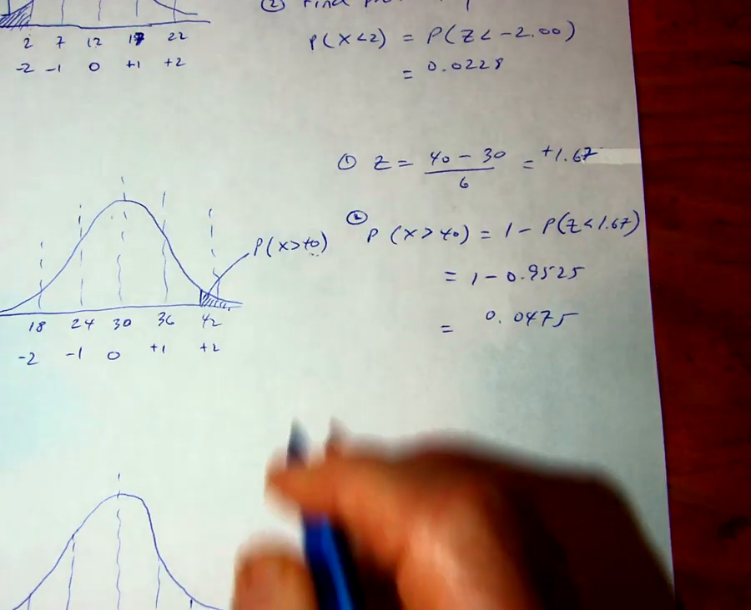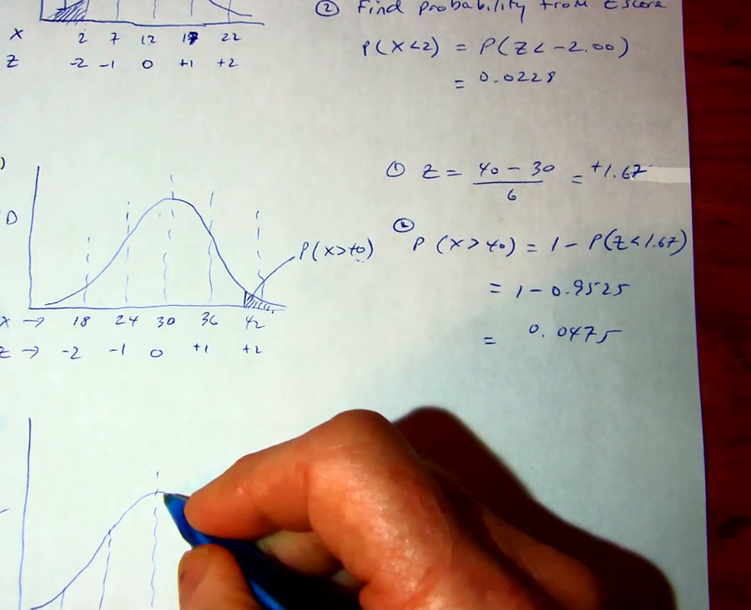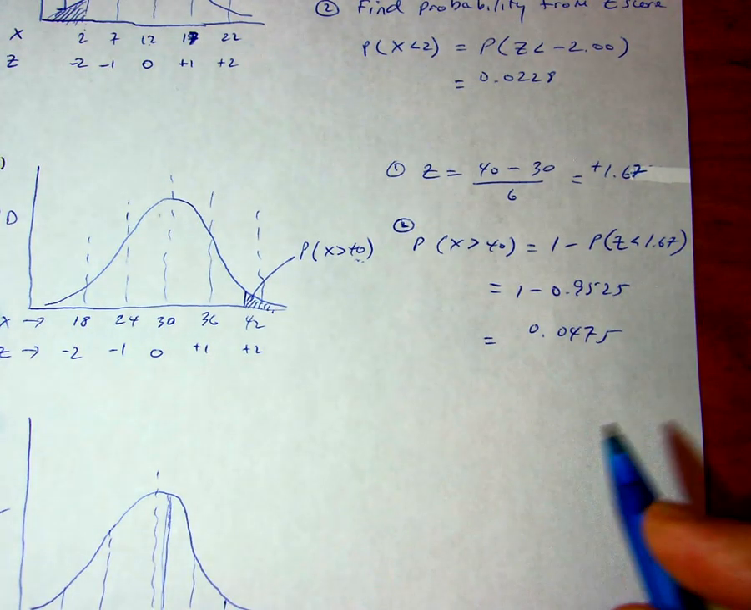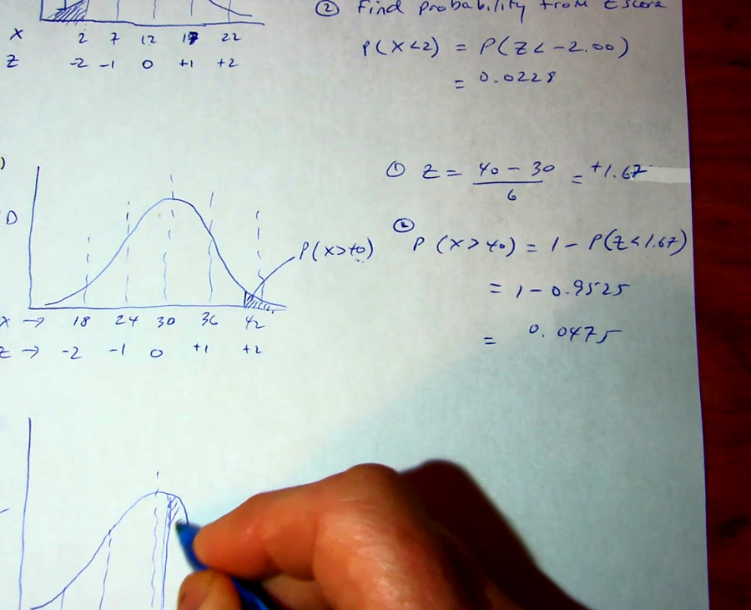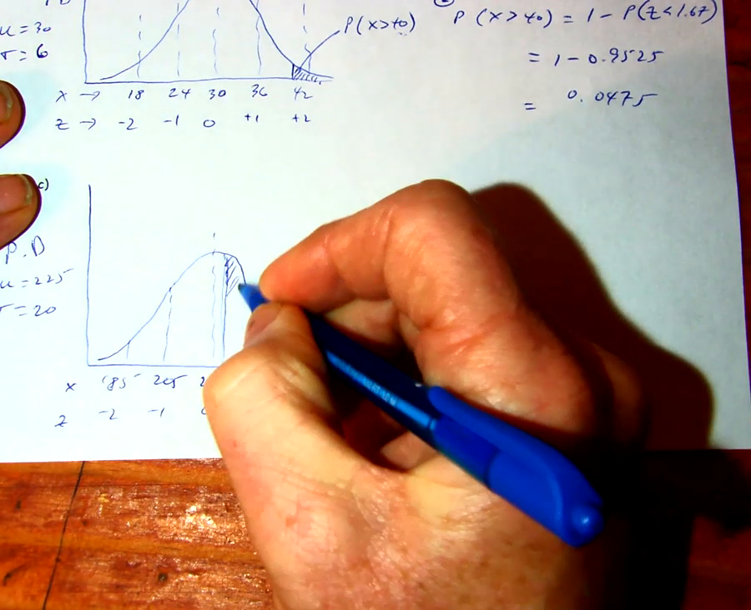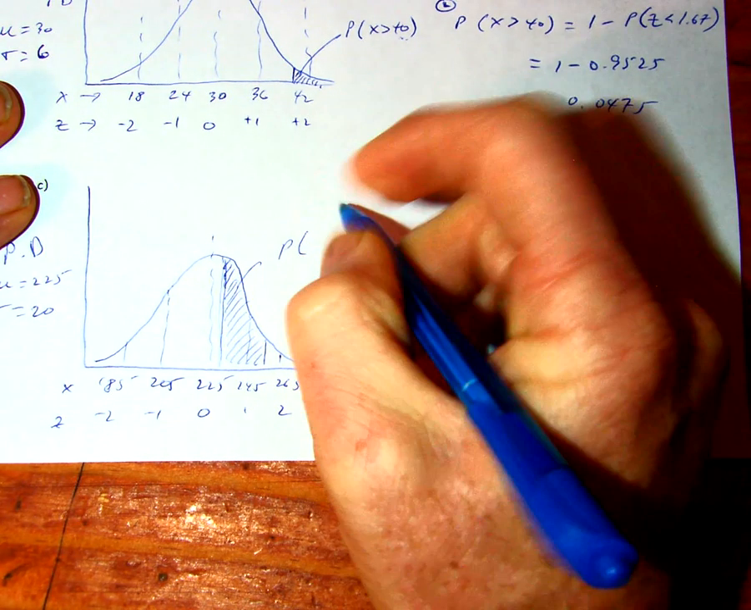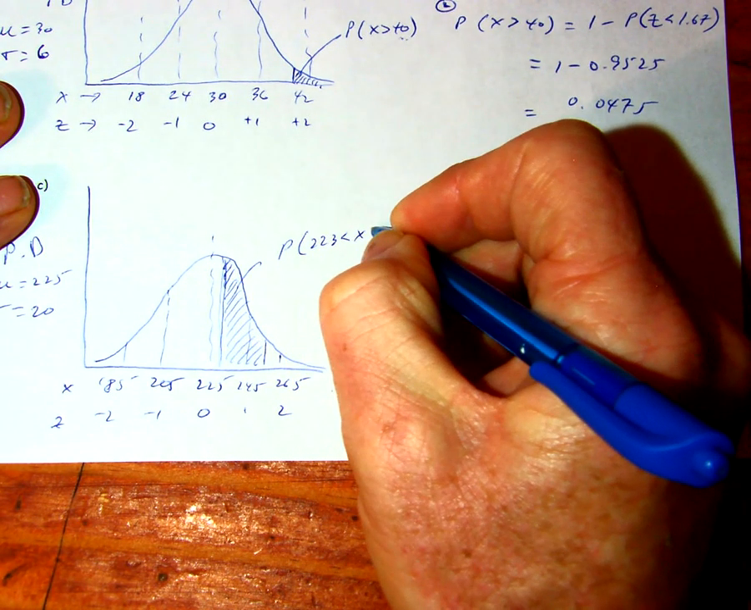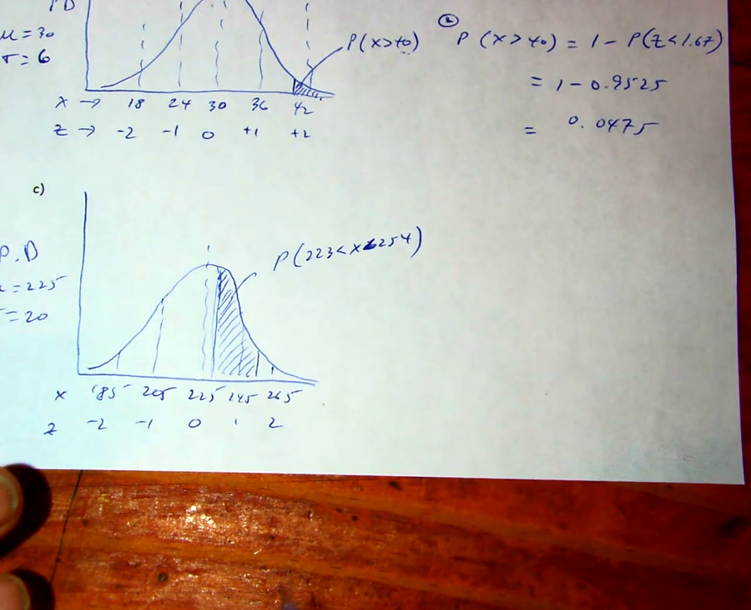All right. So we want to find between what and what? We want to go between 233, which would be here somewhere, to 254, which would be around here somewhere. So we want to find the probability that x is between 233 and 254. Right, which would be that. So what do you think we do?